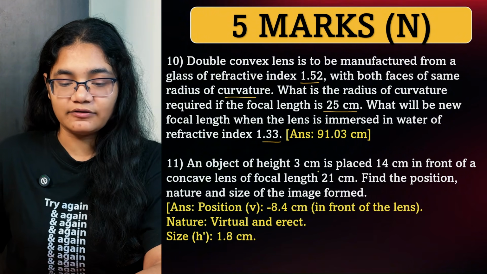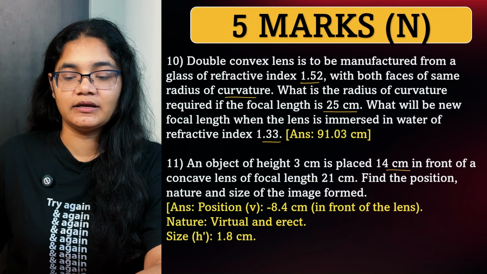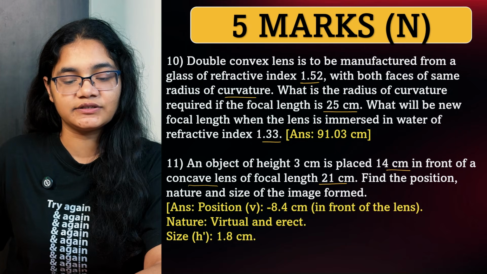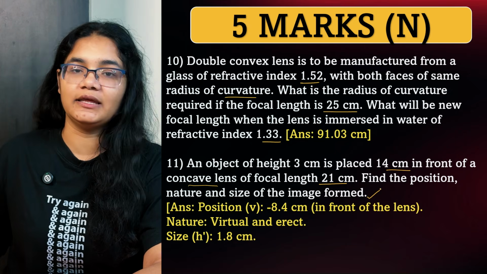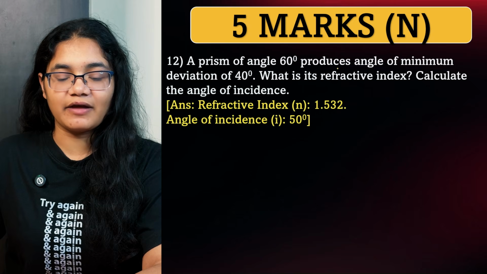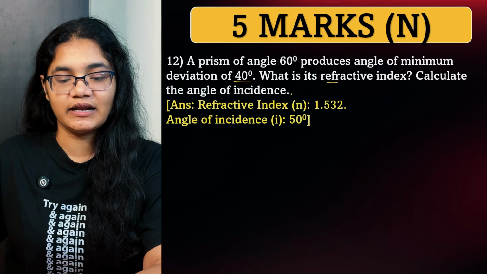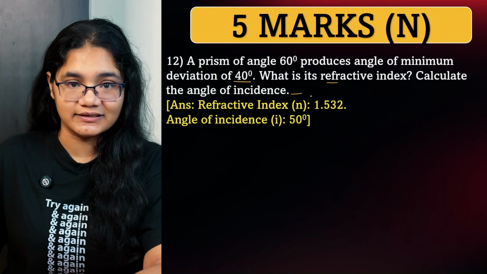Next, an object of height 3 centimeter is placed 14 centimeter in front of a concave lens of focal length 21 centimeter. Find the position, nature, and the size of the image formed. Next, a prism of angle 60 degree produces an angle of deviation of 40 degree. What is the refractive index, and calculate the angle of incidence.